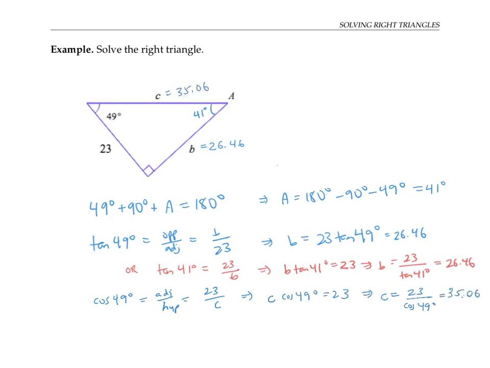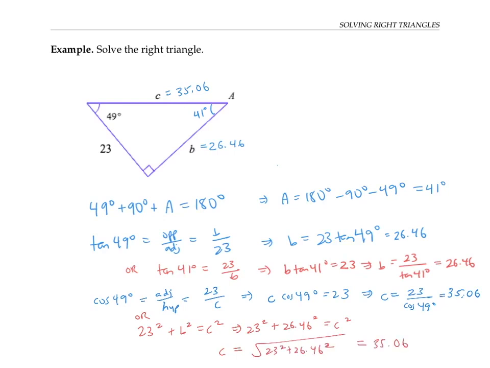35.06. Another option would be to use the Pythagorean theorem to find c, since we know 23 squared plus b squared equals c squared. In other words, that's 23 squared plus 26.46 squared equals c squared, which means that c is the square root of that sum, which works out, again, to 35.06.